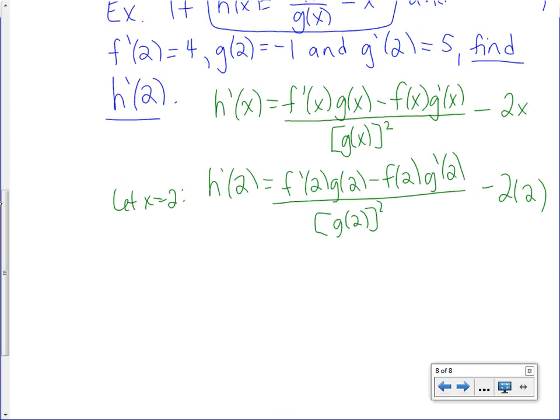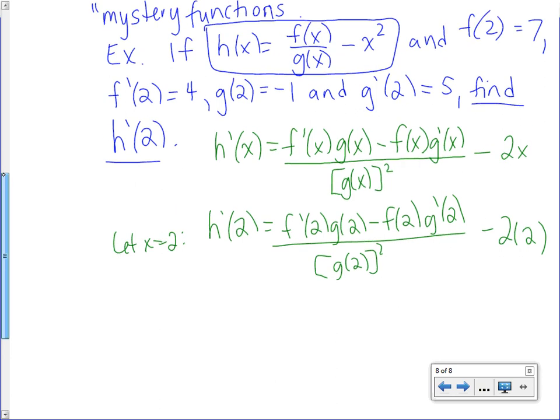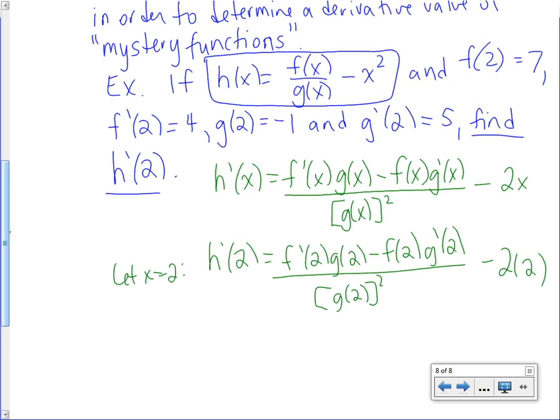Man, I wish I knew what all of these f prime and g prime at 2 and f at 2 and g at 2 were. Oh, isn't that the legend I basically gave you? I gave you all of those pieces. So just plug and chug in the pieces. Make sure you plug in the pieces in the right spots.